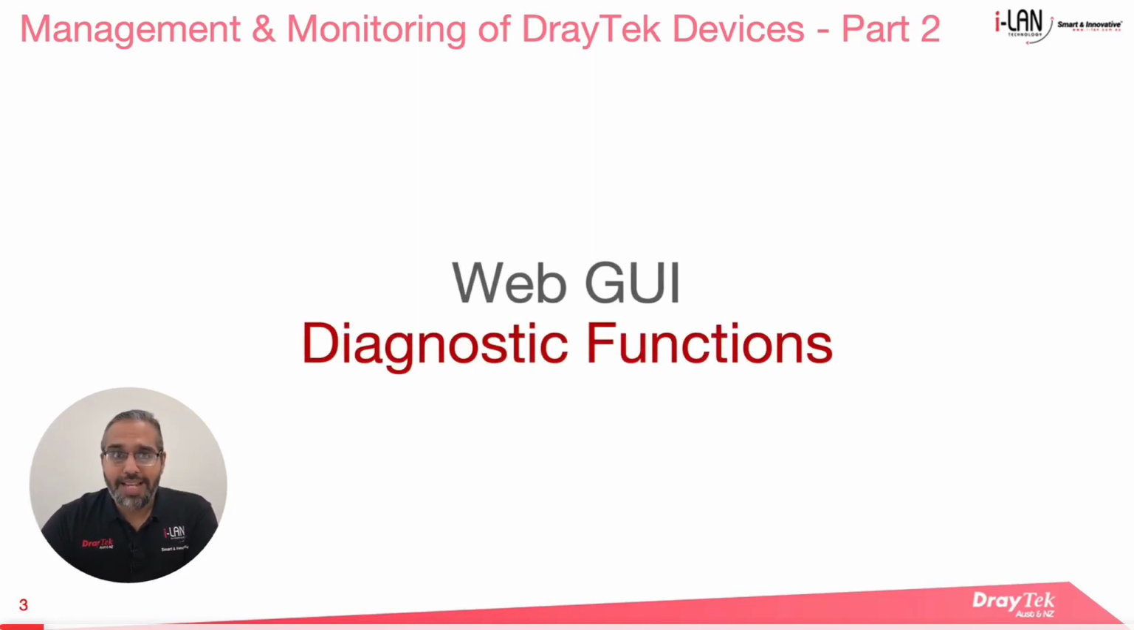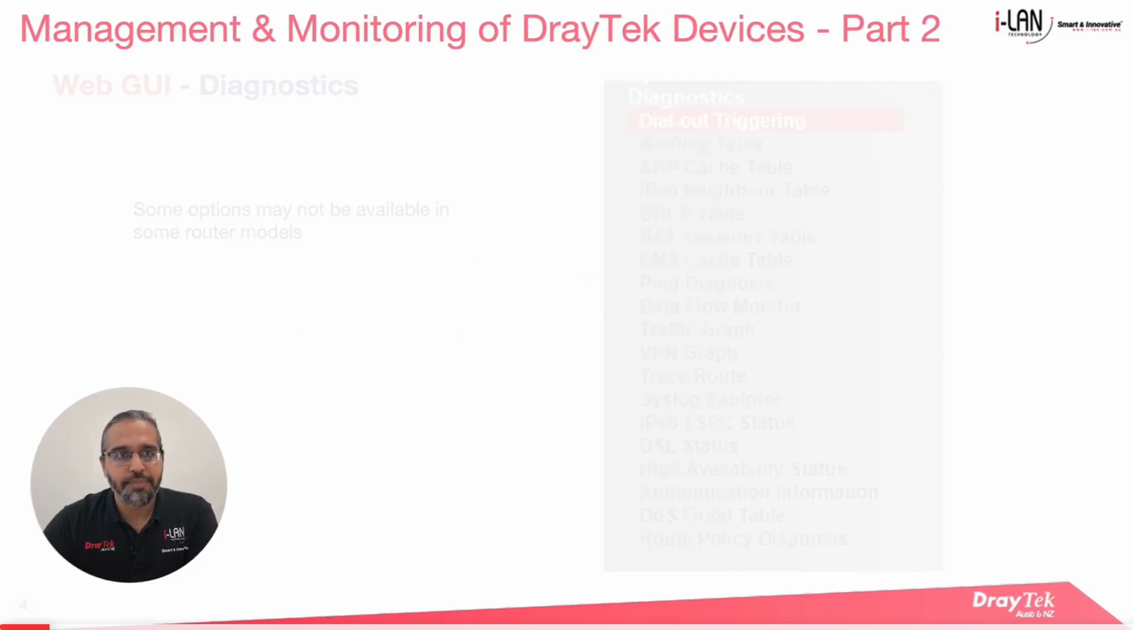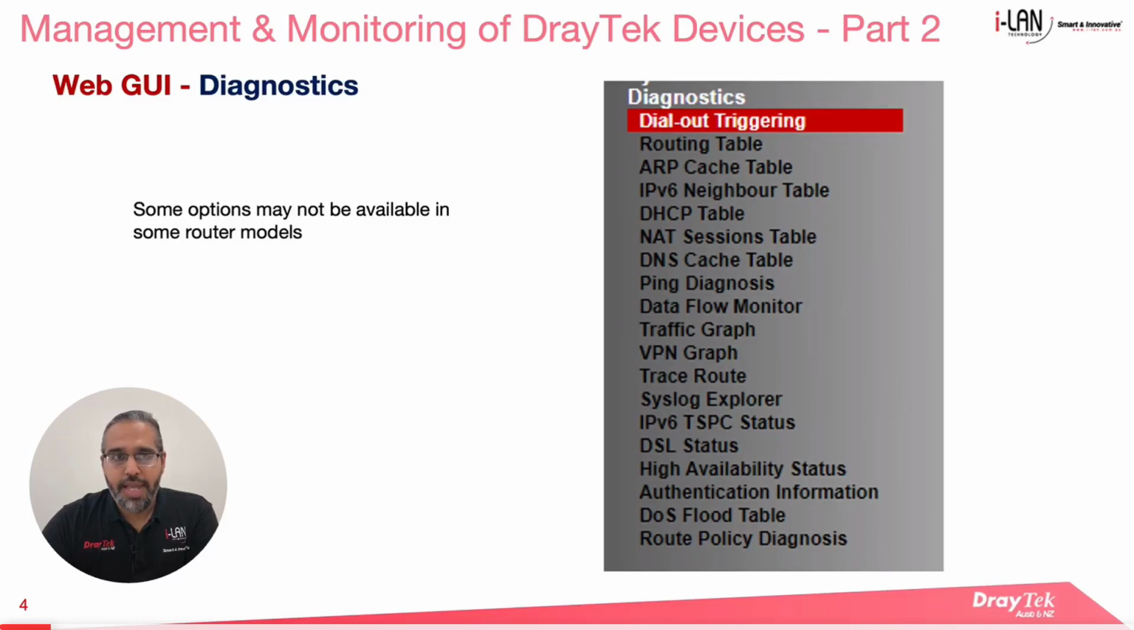So, the diagnostic functions are mainly used to monitor the router and troubleshoot any abnormal issues that you may encounter. Here's a look at the options available under the Diagnostics menu in the Vigor 2865 router. Most of these functions will be available in other DrayOS routers as well. The examples I'll be using today are from the Vigor 2865 and Vigor 2927 series devices. Let's go over each of these options in more detail.